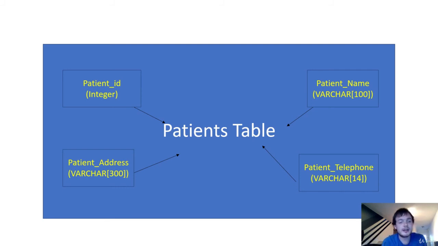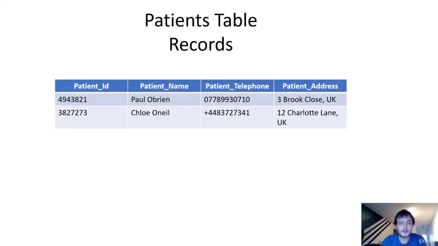So then here, the patient address, we have a varchar of 300. So this means we can only hold up to 300 characters for the patient address. Anything that exceeds this will be capped. So if you exceed 300 characters, it'll only store the first 300 characters that you typed. Everything else will be capped. And then finally, the patient telephone has a size of 14 to hold a telephone number.